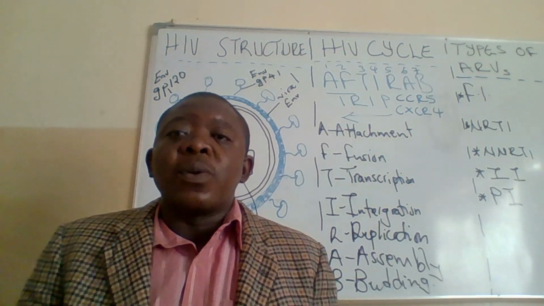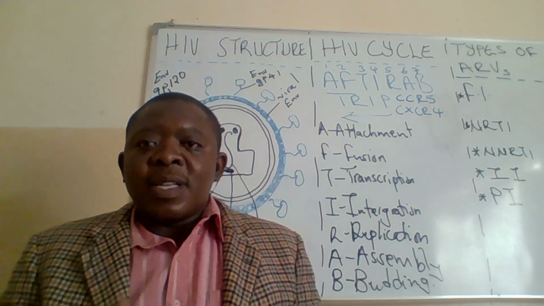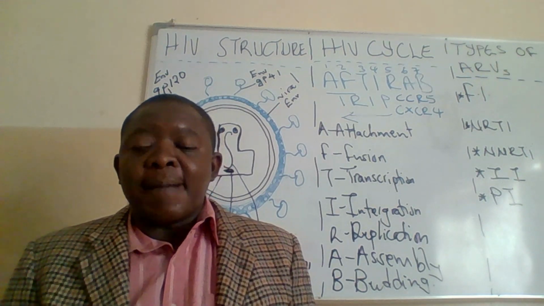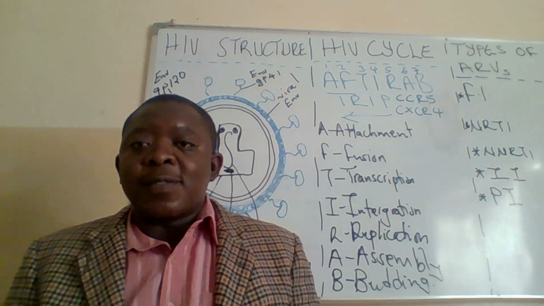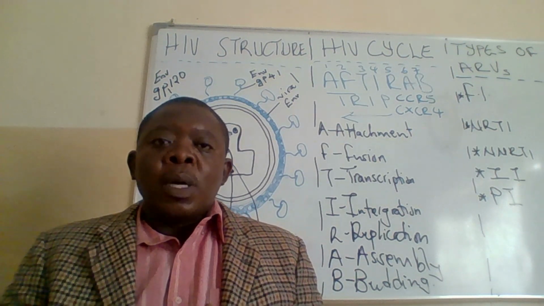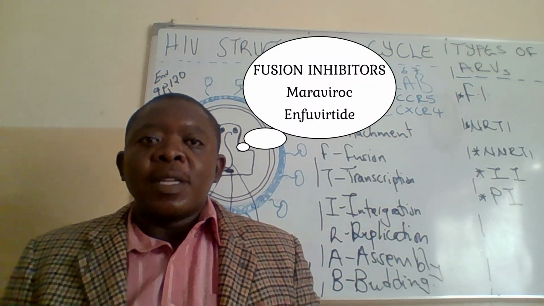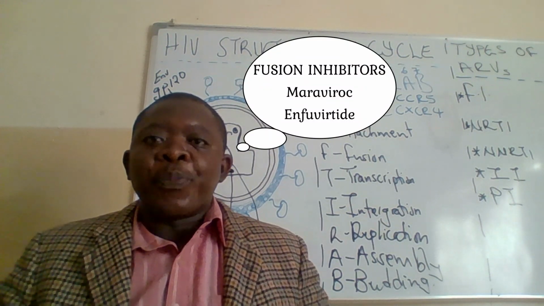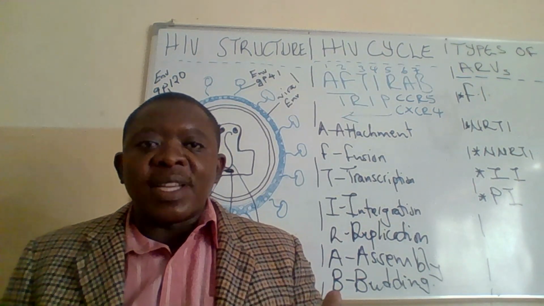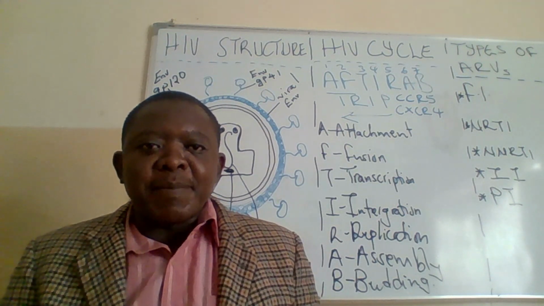Now we have to look at the types of ARVs that we have. The list is not exhaustive; there are more and more new antivirals being formed. ARVs are antiretroviral drugs. We have fusion inhibitors. Fusion inhibitors will prevent gp120 from fusing with the CD4 receptors, hence preventing entry of the virus into the host cell. That is the mechanism of action.